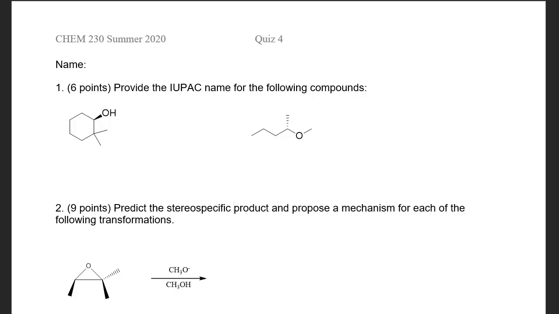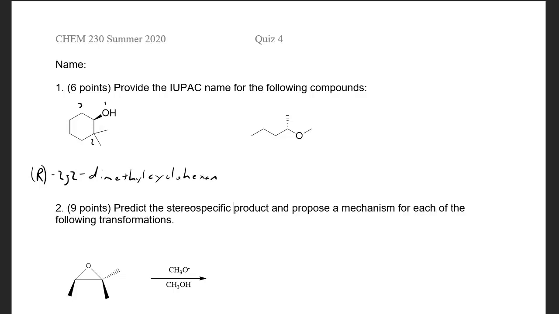For the stereocenter, for rankings, what's attached to this carbon: the oxygen is ranked first. The carbon with the 2 methyls is second, and that carbon's third. 4 is in the back, so this is an R stereocenter. So we have R, and then 2,2-dimethylcyclohexanol.